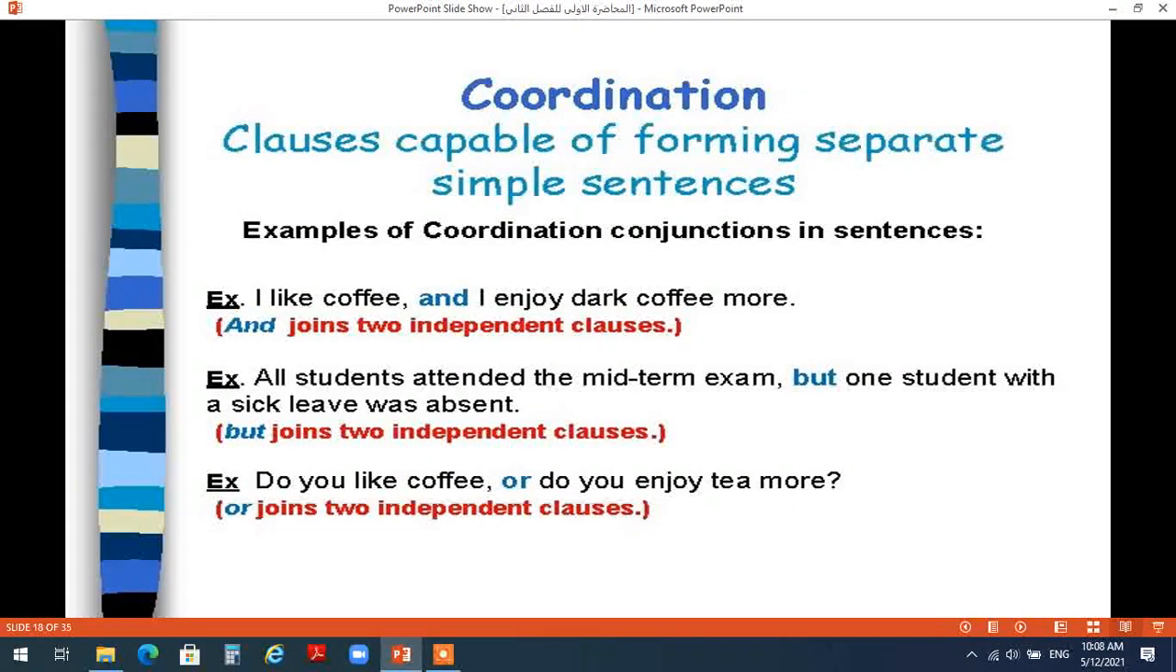أما في المثال الثالث: do you like coffee or do you enjoy tea more? Here we have used the coordinator or للدلالة على وجود خيارات في الجملة. So do you like coffee عبارة مستقلة تامة المعنى، وكذلك do you enjoy tea more عبارة مستقلة ولها معنى متكامل، لكن استخدمنا or للدلالة على وجود خيارات متاحة في الجملة، وعليك أن تختار ما بين هذه الخيارات المتاحة.